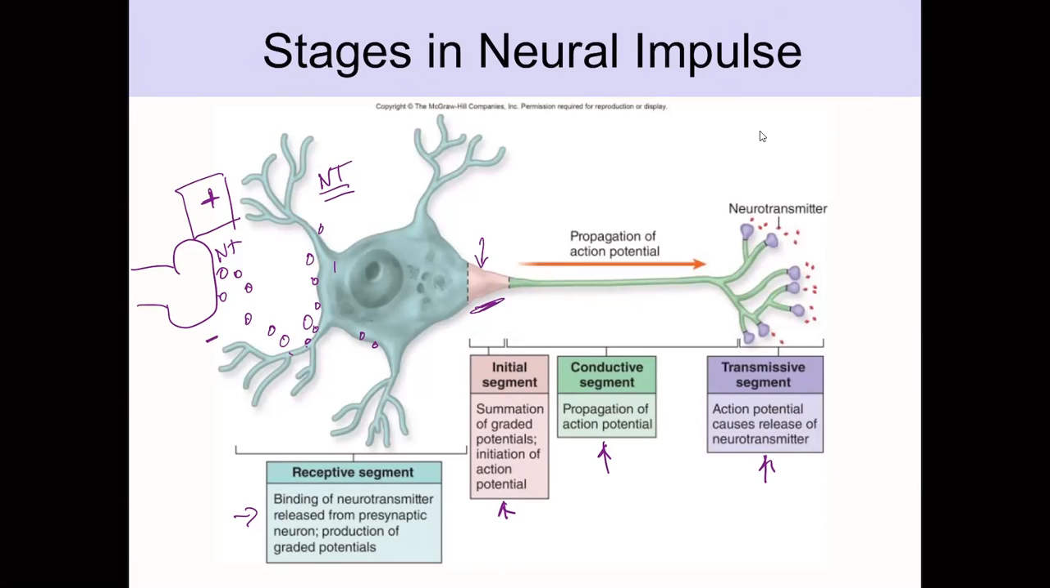Okay, the conductive segment is how it's going to propagate, how the message is going to get sent. And then the transmissive segment is how we get to the next stage.